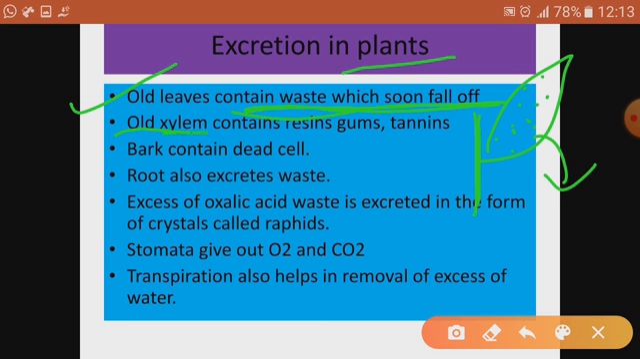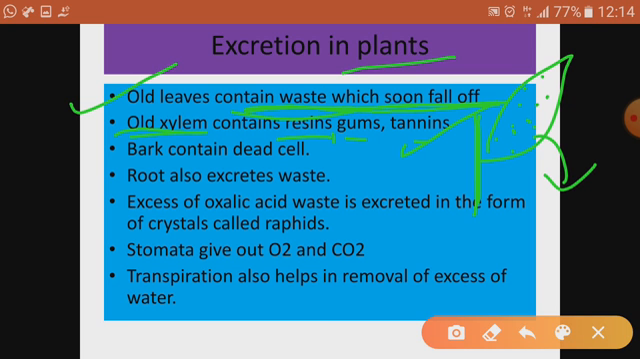Then old xylem contains some products like resins, gums, tannins. So all these are the waste of the plant. Although we have used all these things for making some useful products in different industries, but actually speaking, resins, gums and tannins, these all are excretory products in the plants. Then bark contains the dead cells. Roots also excrete out the waste in the soil. That is also one of the ways of the plant to excrete out the waste.